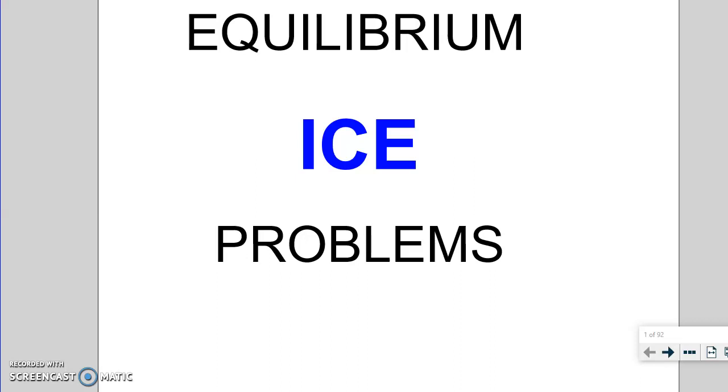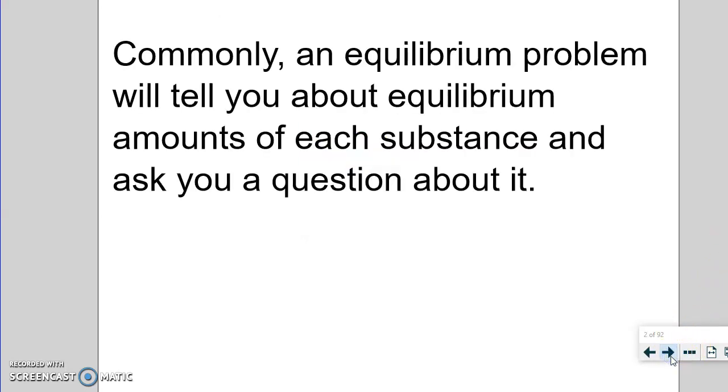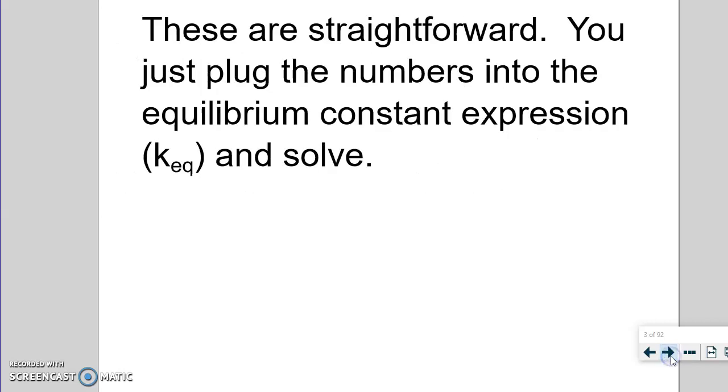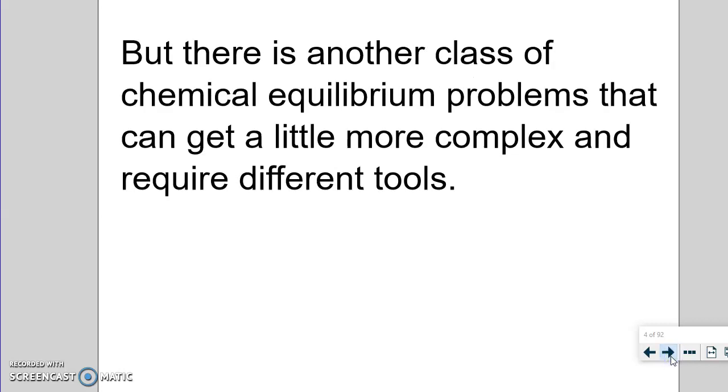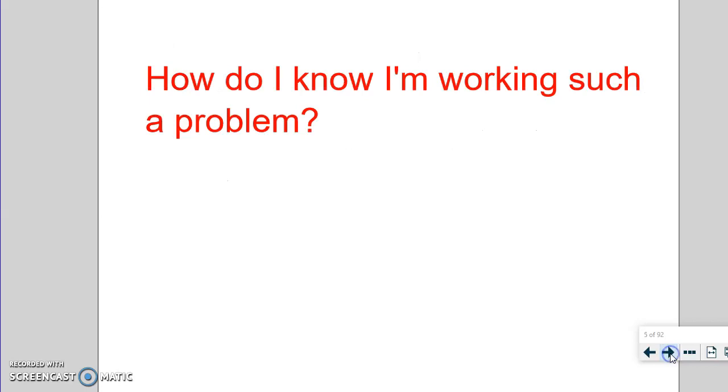This can be one of the more intimidating lessons in chemistry, the equilibrium ICE problem. Usually in equilibrium, you're used to them giving you a bunch of information about a bunch of different things at equilibrium. They ask you some question, you plug them in, you set that equal to K, and you solve for whatever the missing variable is. But that's not always how it happens. There's another class of problems where they get a little bit more complicated, and so I'm going to teach you how to do those today.